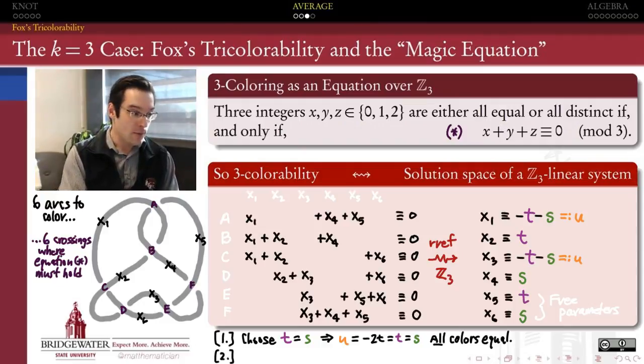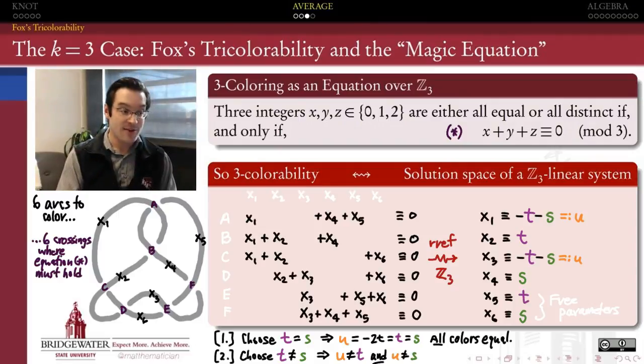To find one, we apparently have to insist that t is different from s. And if t is different from s, then we can show that in Z mod 3, u, minus t minus s, is distinct from both t and s. And in that case, we are using all 3 colors in our crayon box, and we have a valid tricoloration.